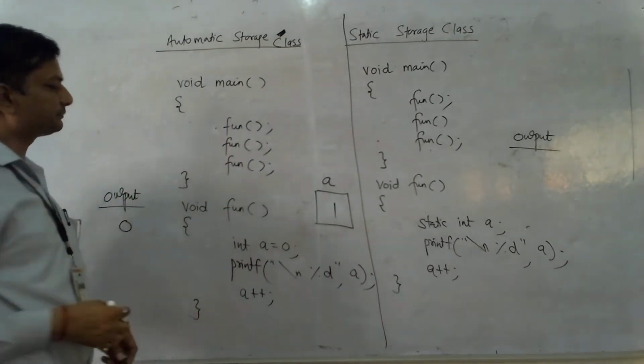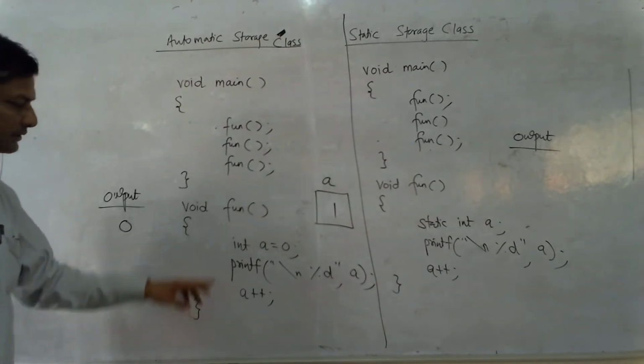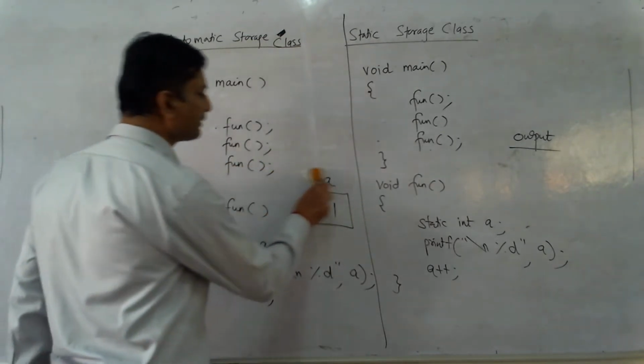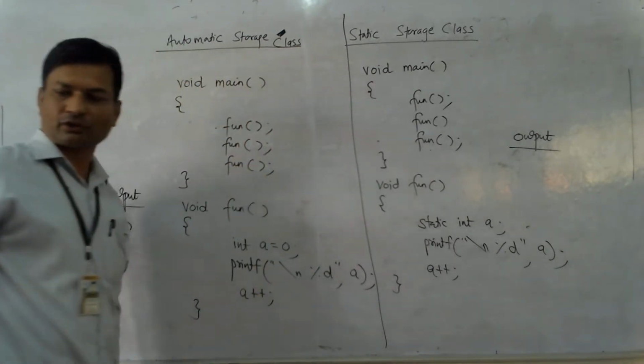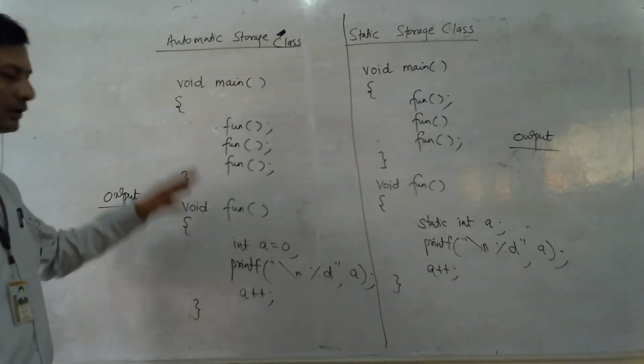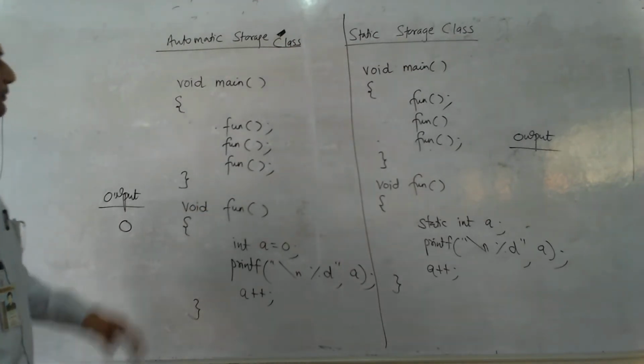Because the control came out of the block in which variable a is declared, what will happen to variable a? This variable a will be erased from memory. This happens in case of automatic storage class. That's what I wanted to show.